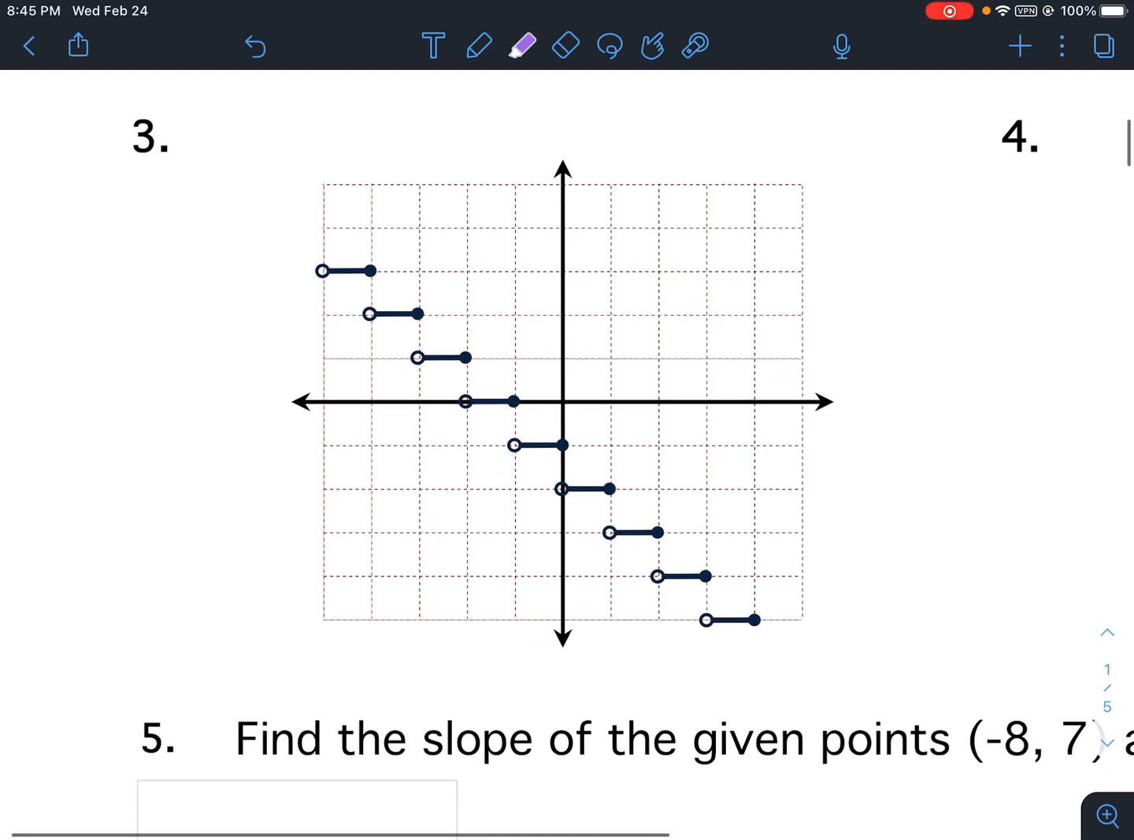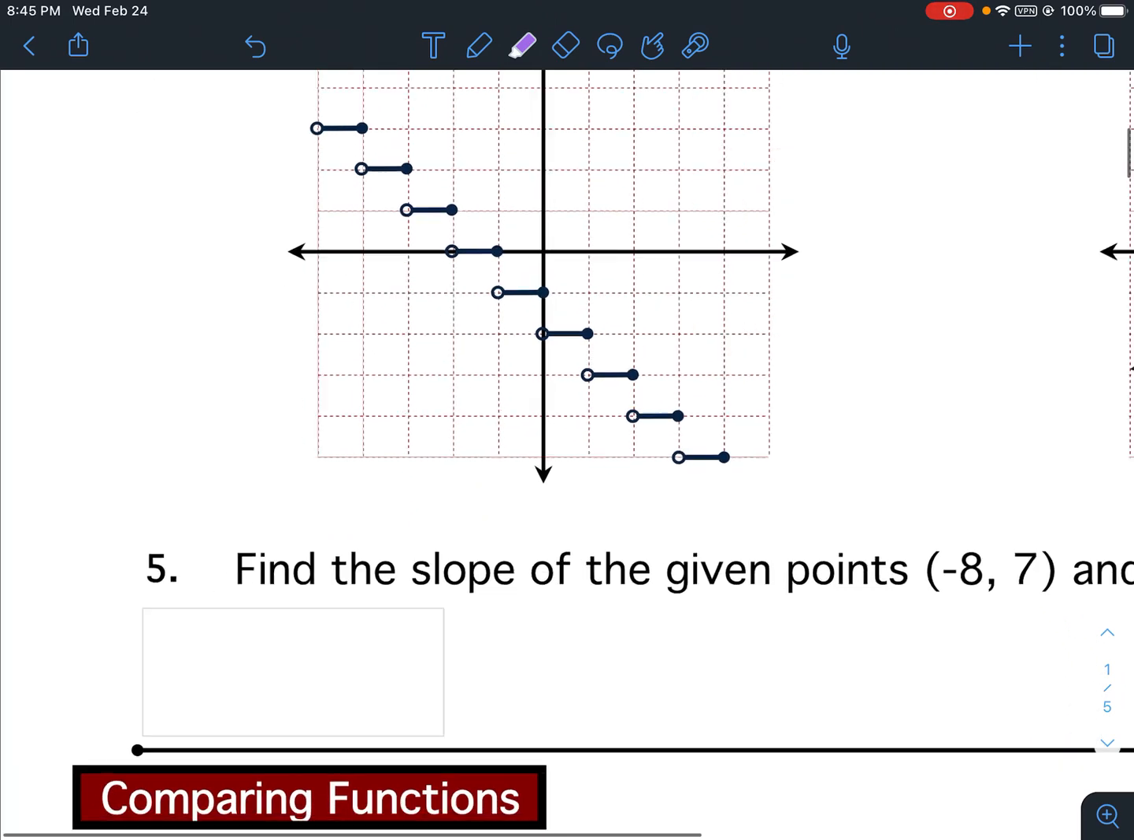So when you look at problem 3, open circle, remember, means not included, whereas closed circle means it is. So be very careful when answering that question.